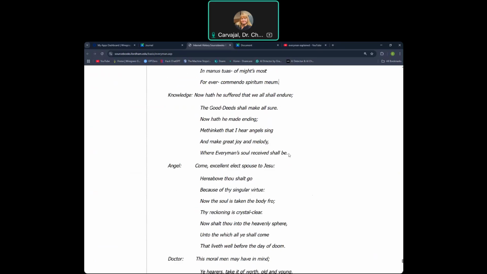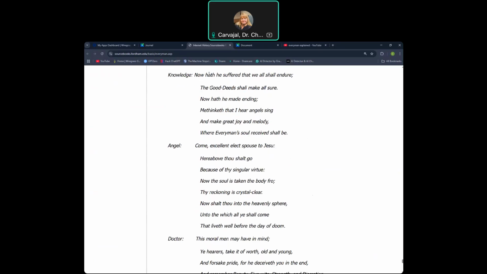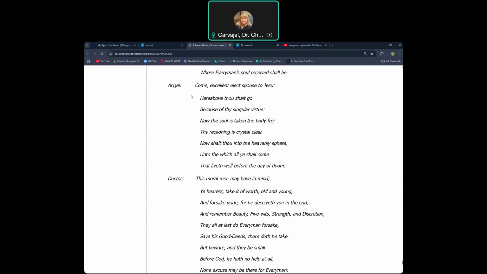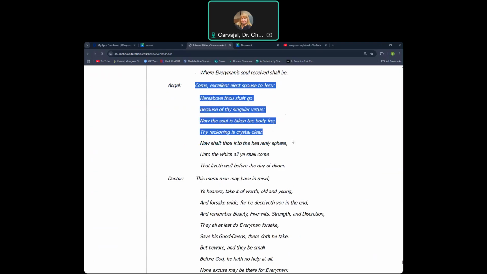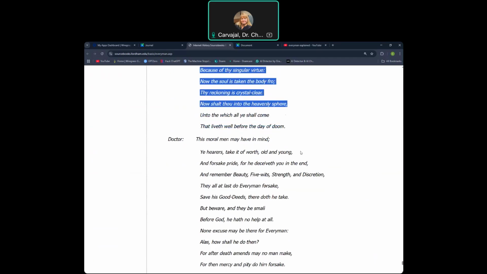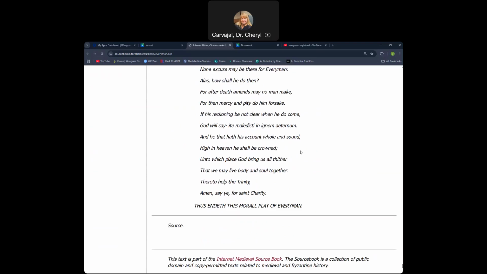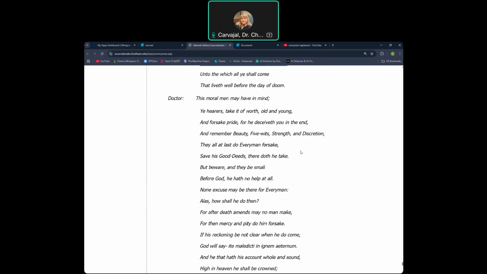But then Knowledge says, he hath suffered. Why it's not capped, I'm not sure, but God suffered so that we can endure. And then here's Good Deeds going. And here comes an angel. Come, excellent elect spouse to Jesu. Here above thou shalt go because of thy singular virtue. Now the soul is taken from the body. Their reckoning is crystal clear, and you're going to heaven. And then he actually walks down into the grave, in most versions I've seen. But then the angel's there, and he's going to heaven. His body and soul will split, and the soul is going to go to heaven.